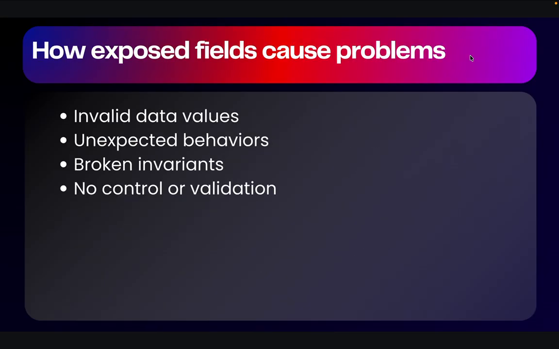Now, what can happen if your fields or your object data are exposed? You could have invalid data values, or your data does things that you weren't intending it to do, or some part of your code is broken, or you can't control whatever it was that needed to be controlled. Overall, these may seem like minor things, but they can be major depending on what your code is doing and what you need it to accomplish at the end of the day.